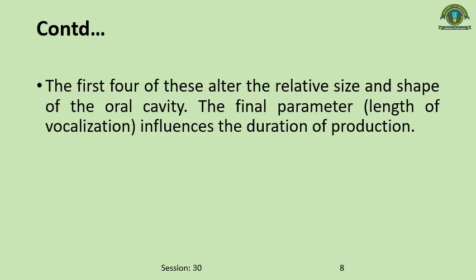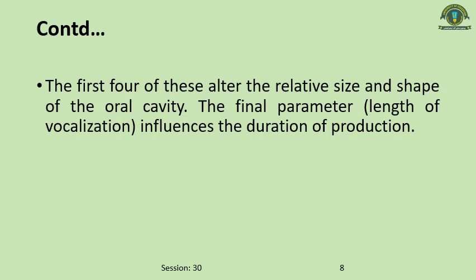So far as the nasal cavity is concerned, we know that there are 3 nasal sounds in English: m, n, and ing. Absolutely right. So there are 3 nasal sounds where we find the role of nasal cavity. But when we talk about the rest of the speech sounds, this is the oral activity, in fact, that is all the time helping us in the production of speech sounds, whether they are consonant sounds or vowel sounds. Now, we're talking about 5 parameters, and over here I'm saying the first 4 of these alter the relative size and shape of the oral cavity. That means something is happening inside our mouth.